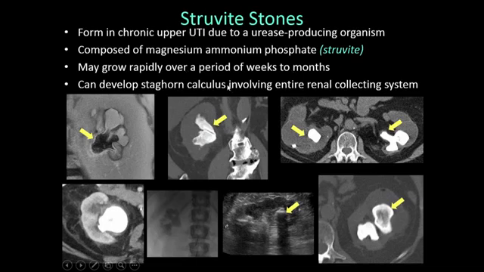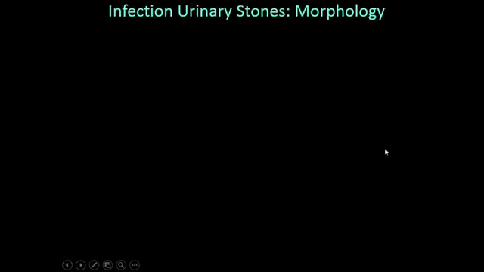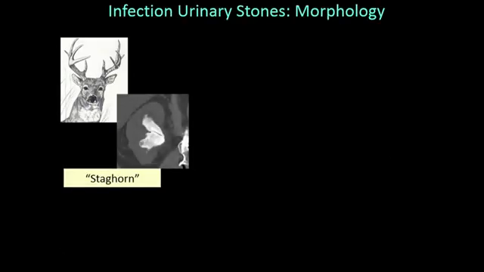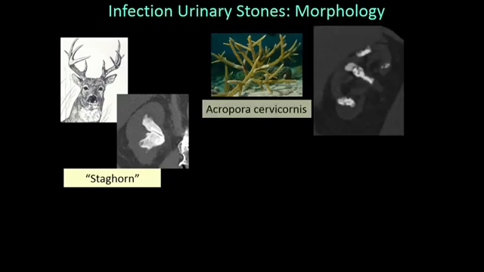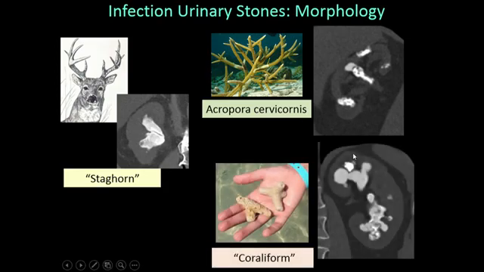And struvite stones is what we know with the staghorn calculus, and we'll talk about what struvite is. It's not usually calcium oxalate, it's magnesium ammonium phosphate, and these struvite stones are stones that develop and fill up the intrarenal collecting system. All right, so struvite stones equals infective urinary stones. They're the same thing. So when you start seeing staghorn calculus, you want to start thinking infected urine story. And it could be staghorn, it can be acropora, just like the linear types. It could be like coral and fill the intrarenal collecting system. And these are the infection urinary stones.